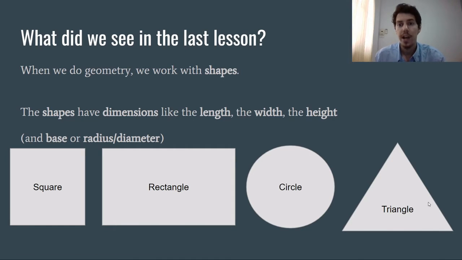We learned that in geometry we use shapes. The shapes are the objects that we use when we do geometry. And in the basic shapes we have the square, the rectangle, the circle, and the triangle. You guys should know these shapes now.